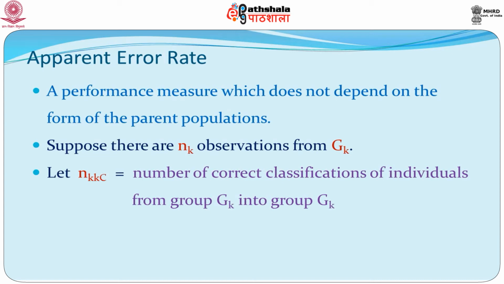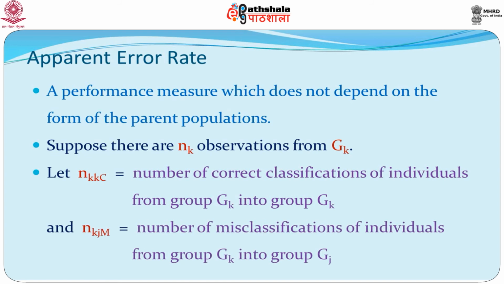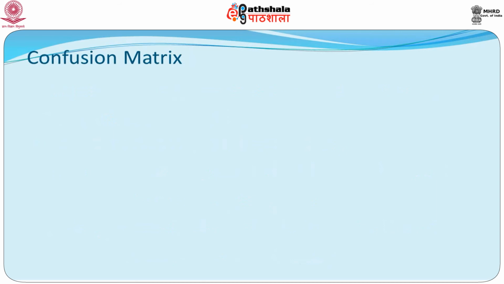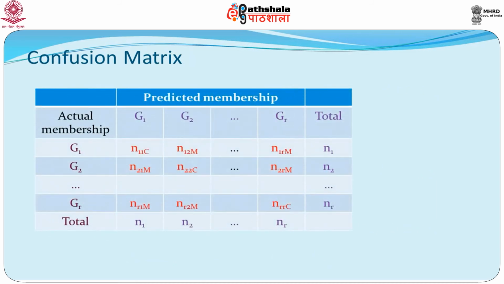C stands for correct classification. As opposed to this, we have NKJM, where we have a misclassification of an individual from the kth group to the jth group, and M in this case stands for misclassification. So, NKKC are the correctly classified individuals and NKJM are the misclassified individuals. So, if we have a sample like this, we can build what is referred to as a confusion matrix, and it will look something like this.